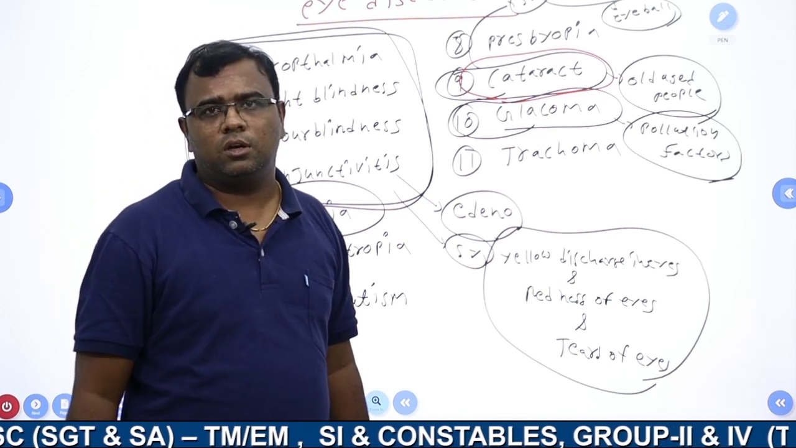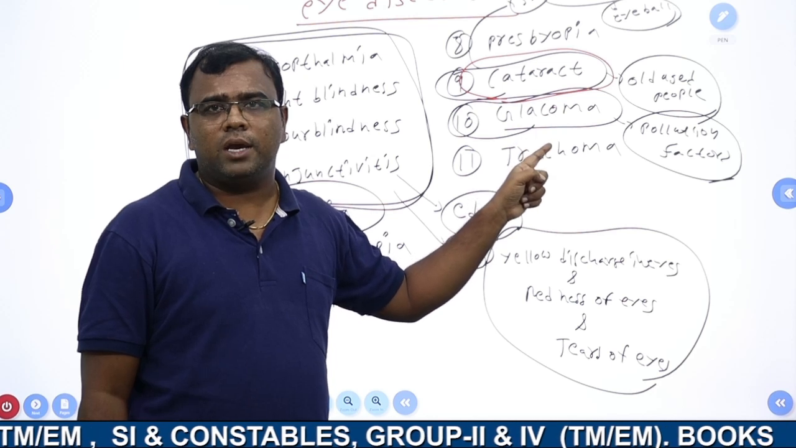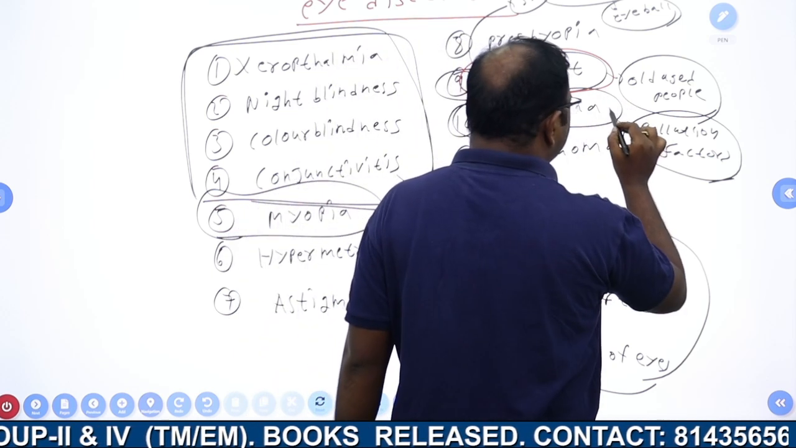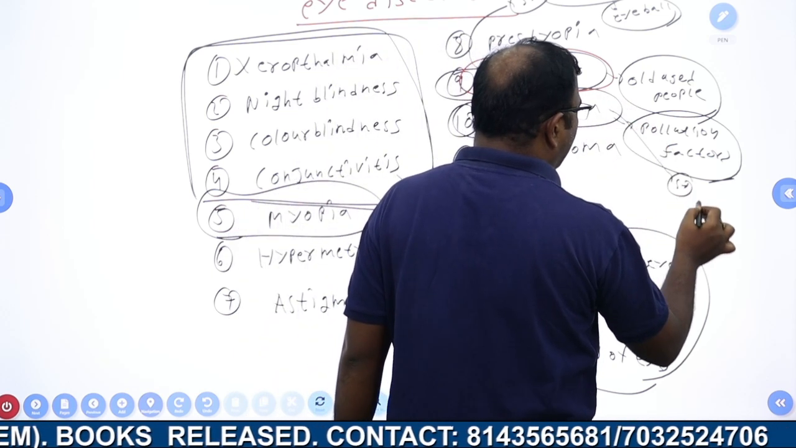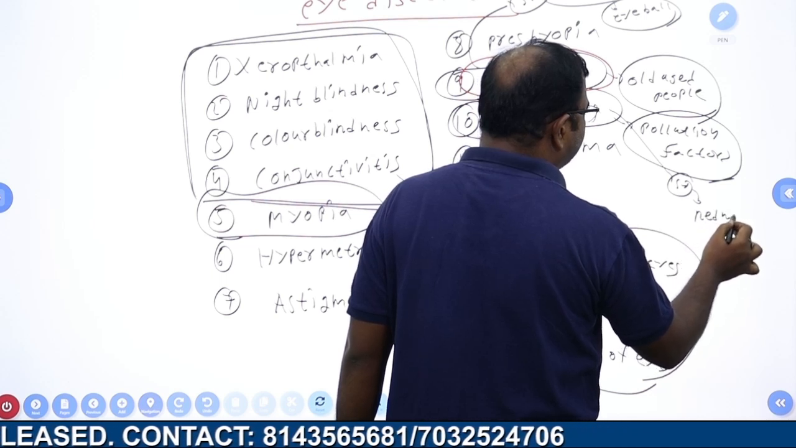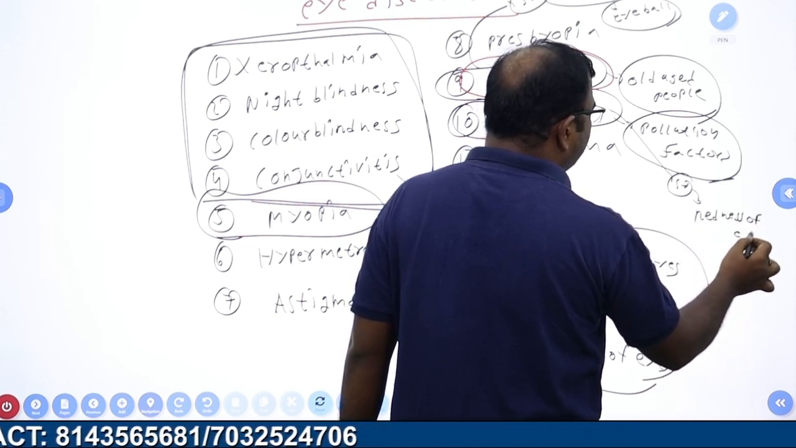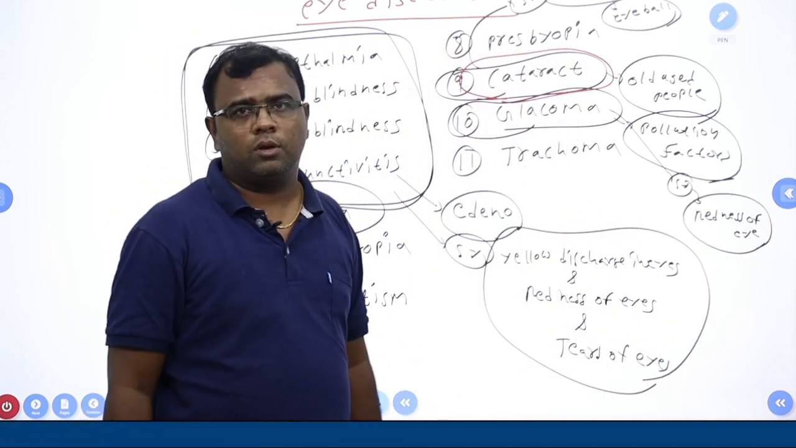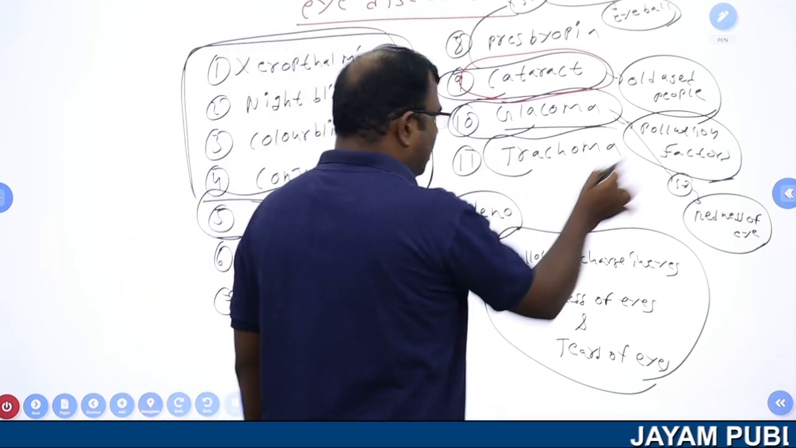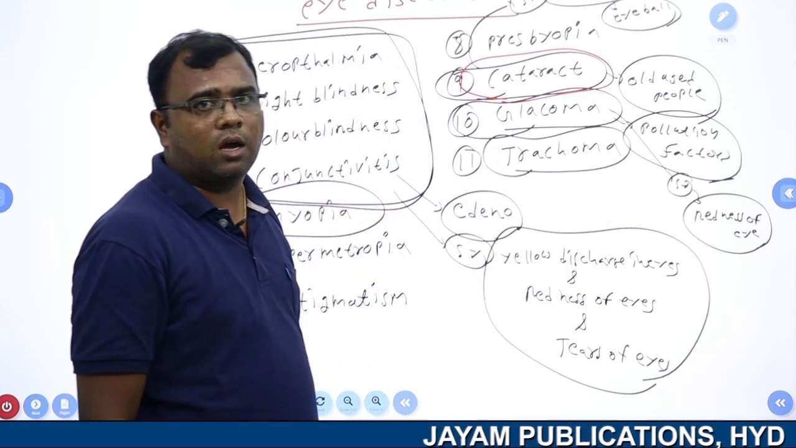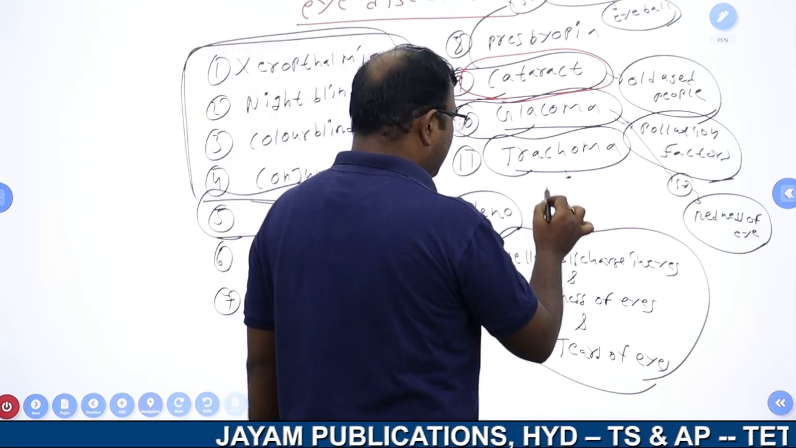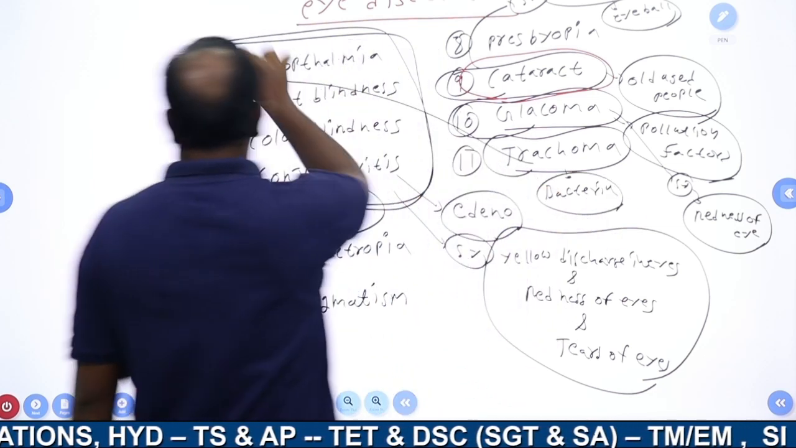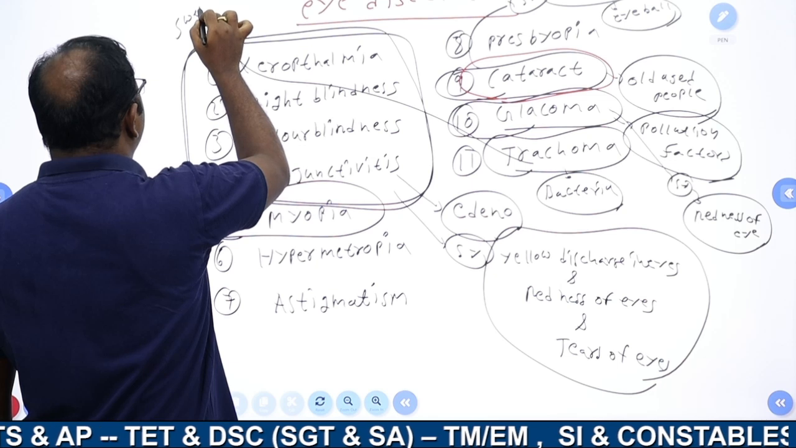The glaucoma disease is caused by pollution factors. The symptom of glaucoma disease is redness of eyes. Next, now trachoma. The trachoma disease is caused by bacteria. The symptom of trachoma disease is swelling of eyelids.